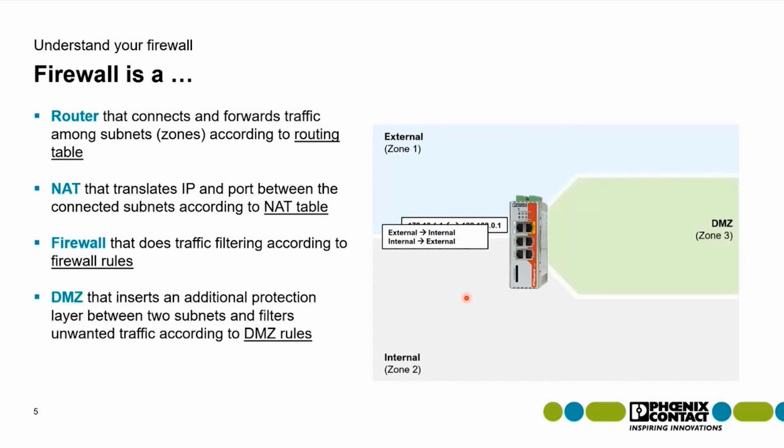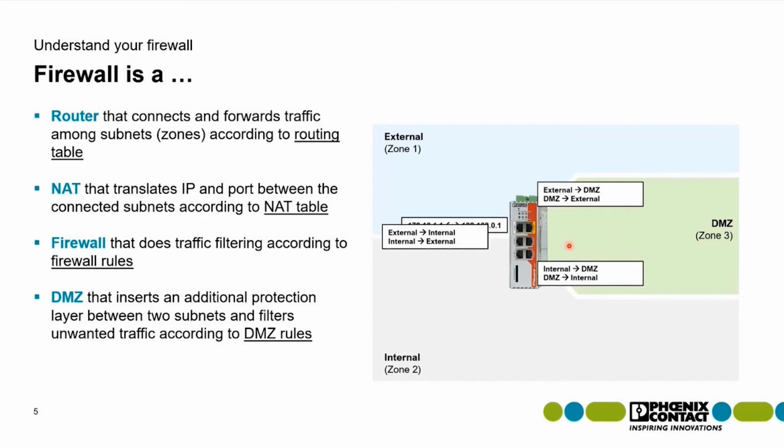Some firewalls are even more powerful and have a function called DMZ. The DMZ can insert an additional protection layer between these two subnets and filter unwanted traffic according to the DMZ rules. So there should be two tables, one between external and DMZ and the other from internal to the DMZ. So they are different. The DMZ controls these two interfaces according to its DMZ rules.